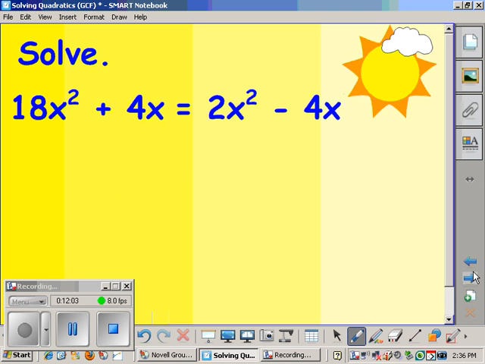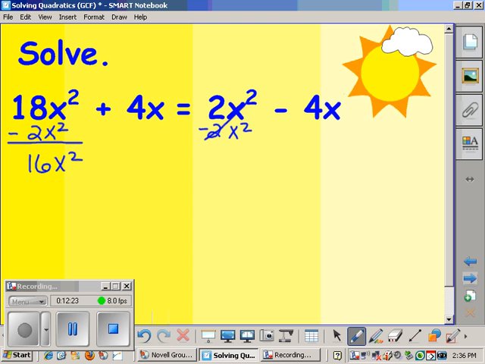In this problem, we have two a's and two b terms, so we need to get our like terms together. So we're just going to move the ones on the right over to the left. We will first do that by subtracting the 2x squared to the other side. And when we combine our like terms, 18 minus 2 will give us 16x squared.